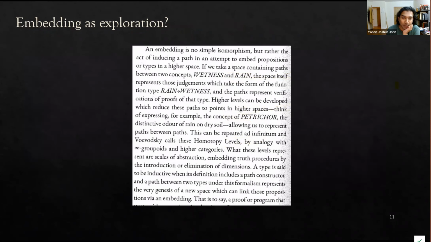So yeah, if that was a bit weird, I think even embedding is even weirder. I actually asked him if he could make any sense of this, because it's going further in this direction using this topological idea. And this example is also quite strange. "Embedding is no simple isomorphism, but rather the act of inducing a path in an attempt to embed propositions or types in a higher space." So here again, I think he's not being strictly in the homotopy space, because they're not necessarily isomorphisms. "If we take a space containing paths between two concepts, wetness and rain, the space itself represents the judgments which take the form of the function type. Rain implies wetness." So yeah, he's doing something strange here.